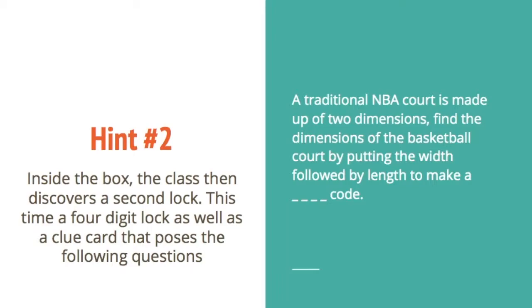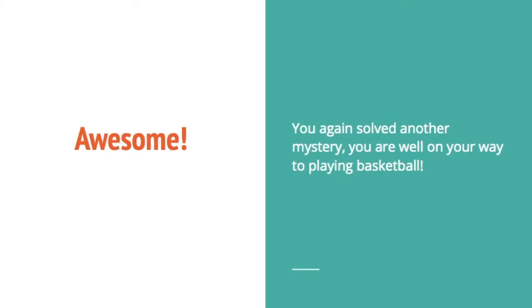Hint number 2. Inside the box, the class then discovers a second lock, this time a 4-digit lock, as well as a clue card that poses the following questions. A traditional NBA court is made up of 2 dimensions. Find the dimensions of the basketball court by putting the width followed by length to make a code. This is where they will enter the 4-digit code 5094 because a traditional NBA court is 50 foot by 94 feet. This will allow them to solve it and move on to the next step.